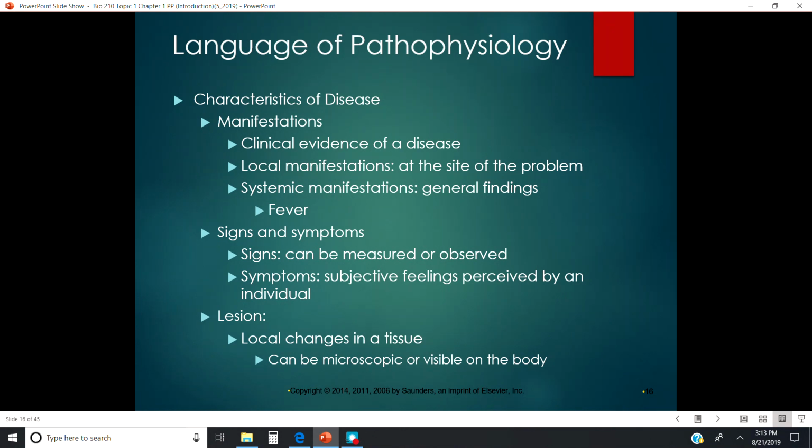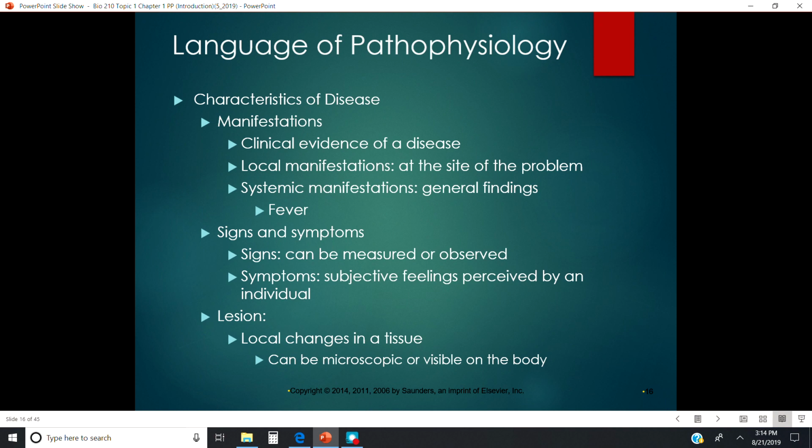Whereas a symptom is something that's subjective. This is what the individual is feeling, right? Somebody may say, I feel nauseous, right? You may not see that, right? That may not show up as a sign, but it's something that the patient is telling you, that they feel something. I have a headache. Right, that's something, again, you may not be able to visualize, right, but it's something that the patient is feeling. That would be a symptom. Okay, so manifestations, again, are clinical evidence of a disease, right? And we see them as either signs or symptoms.